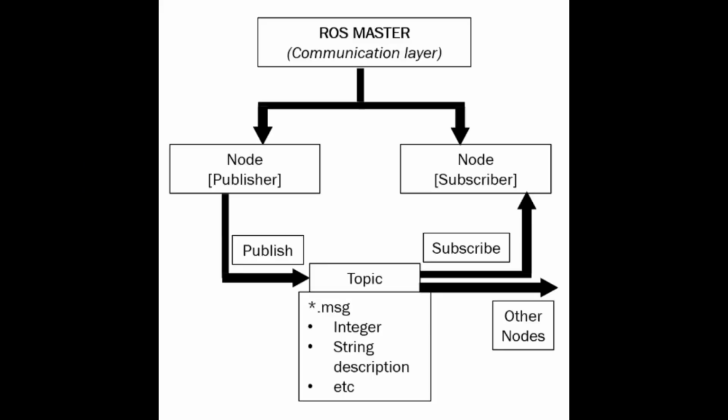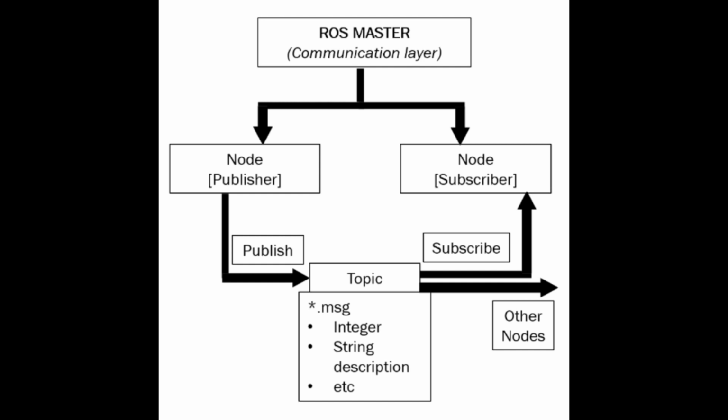I'll be talking about ROS, Robot Operating System, version 1. ROS is a set of software libraries and packages made to ease the development of robotic applications. You can think of it like a distributed operating system. The core of ROS is the ROS master communication layer. It's actually called ROS core.